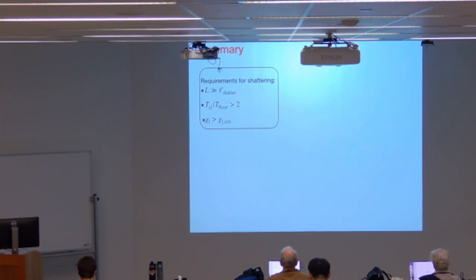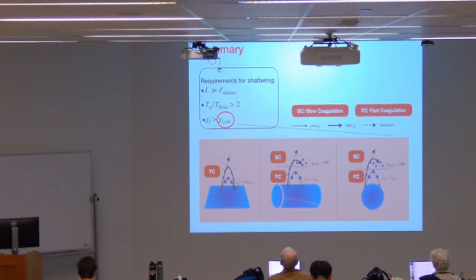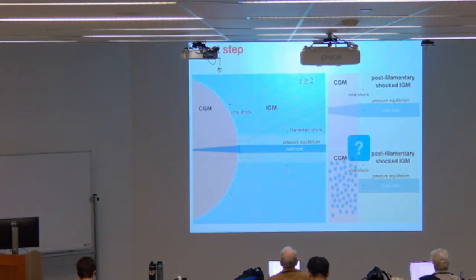So as a summary, there are three requirements for shattering, and we just explored this critical overdensity to explore the geometrical effects. Basically, the sheets all coagulate, and for streams and spheres there is a critical overdensity, and for streams the critical overdensity is higher than for the sphere. For the next step, we will come back to this problem and consider the virial shock and also the shear between the halo and the stream.